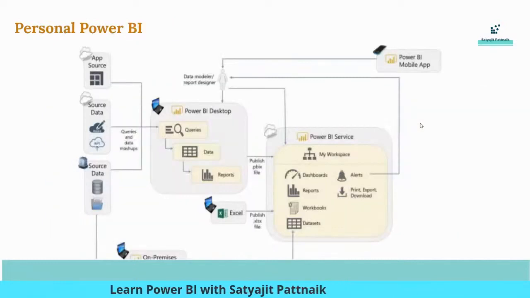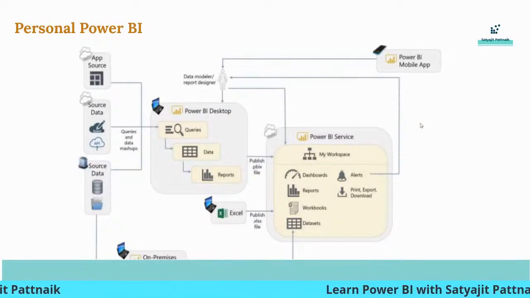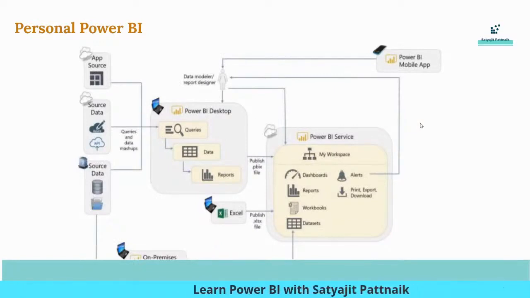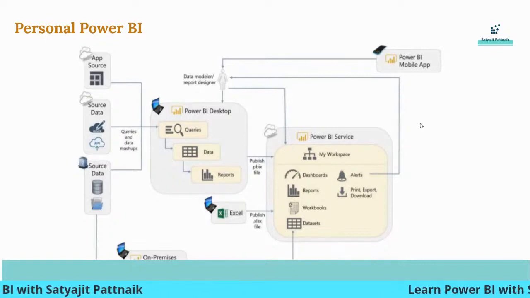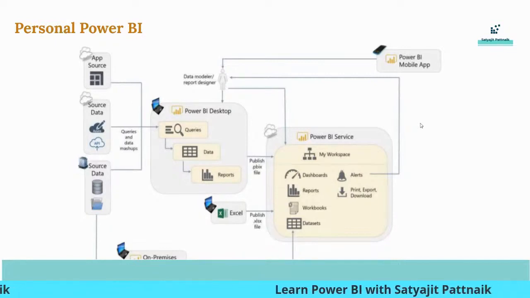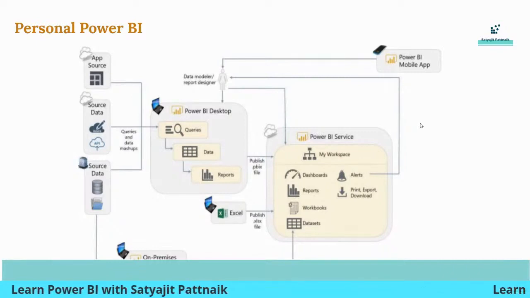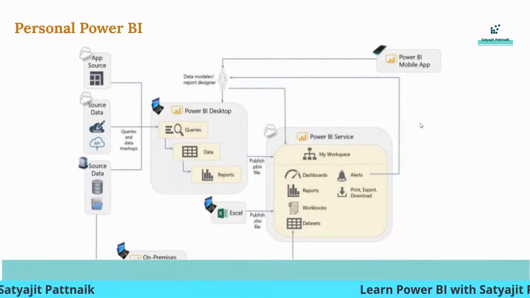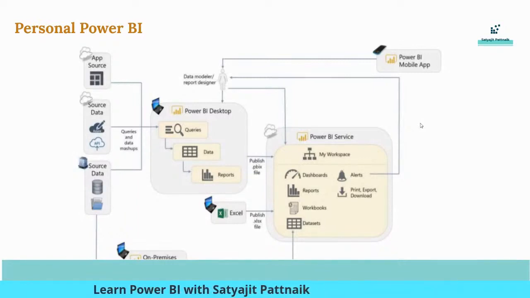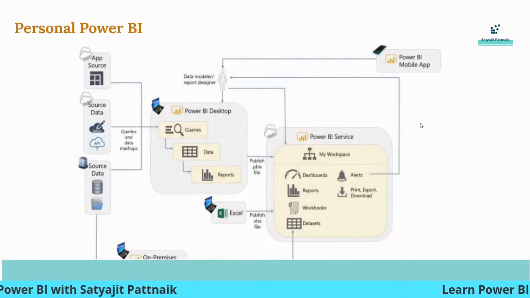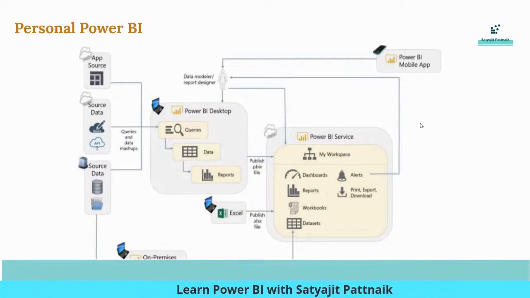So this is how your personal Power BI looks. Briefly, I have already spoken about it in the very first slide. On the left side, you can see the source, app source, source data. It can be anything. That means where your data is getting extracted from. Then comes your Power BI Desktop, which is the developer tool. As a developer, if you're currently working on Power BI, you have to install Power BI Desktop. Then you have to get connections from your data sources or your flat files. Then you have to create the queries, create the data, and create the reports.